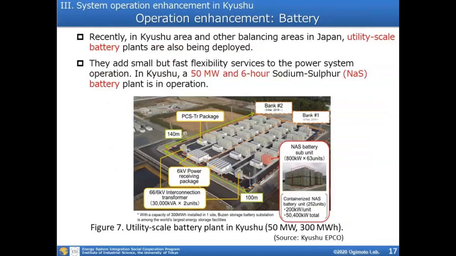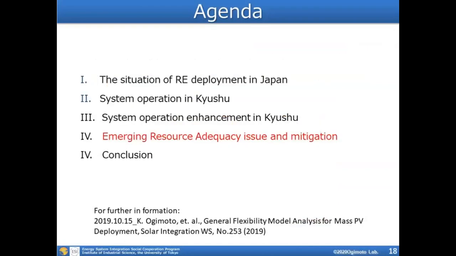And in Japan, we also have batteries. In Kyushu, a 50 megawatt 6-hour sodium sulfur battery plant is in operation. So we added so many various enhancements in Kyushu. However, we still have an emerging resource adequacy issue.